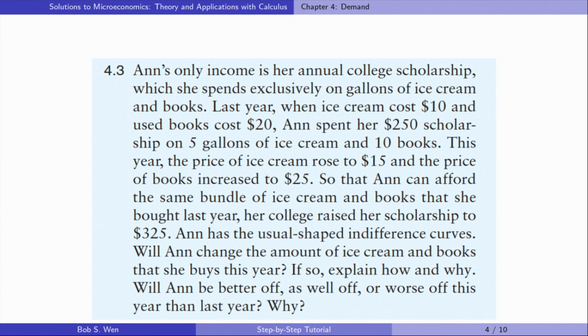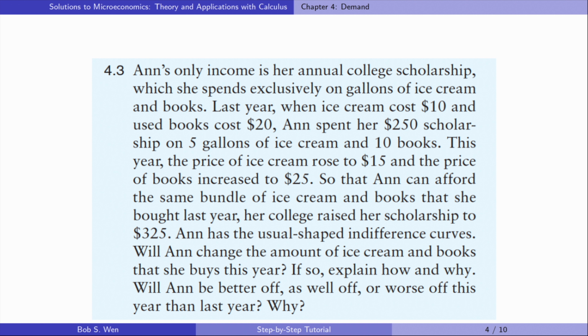Let's solve exercise 4.3. Anne's only income is her annual college scholarship, which she spends exclusively on gallons of ice cream and books. Last year, when ice cream cost $10 and used books cost $20, Anne spent her $250 scholarship on 5 gallons of ice cream and 10 books.